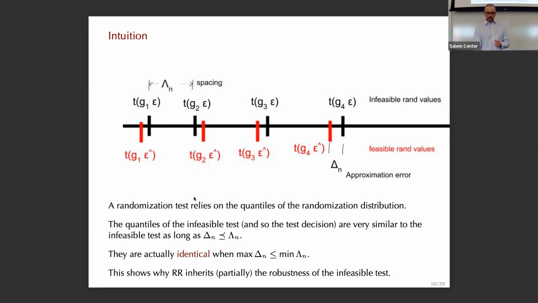And it's exactly because of that, because I don't have to pinpoint the true values of my randomization test. It can tolerate some approximation error, as long as this approximation error is dominated by the spacings of that infeasible randomization distribution.